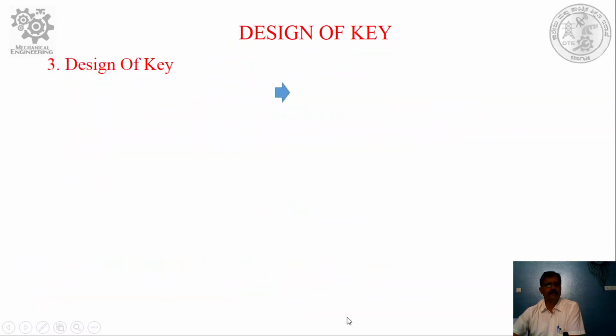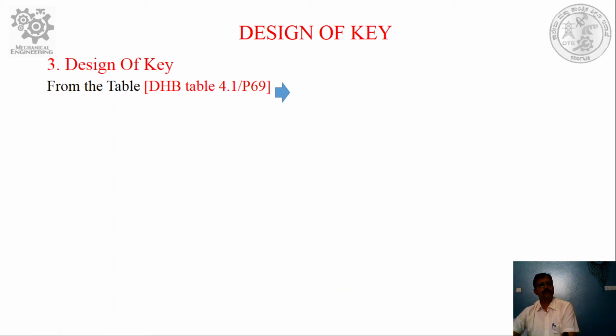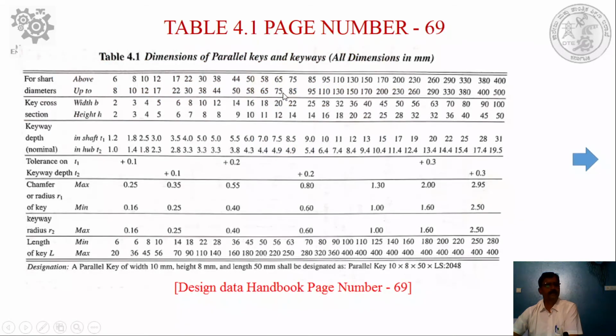Now the design of key. Once we fix the diameter of the shaft, the inside diameter of the hub and the outside diameter of the hub, the next step is to find out the design of the key. Usually we select the dimensions of the key with respect to the diameter of the shaft. Now we have the 50 millimeter diameter. Let us see the table to select the keys here.